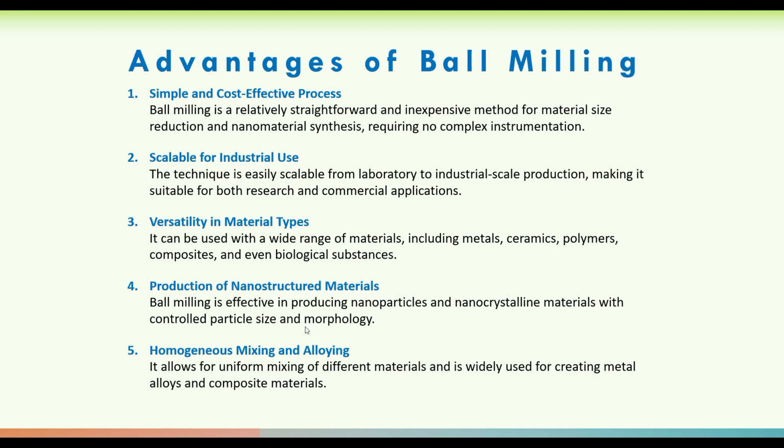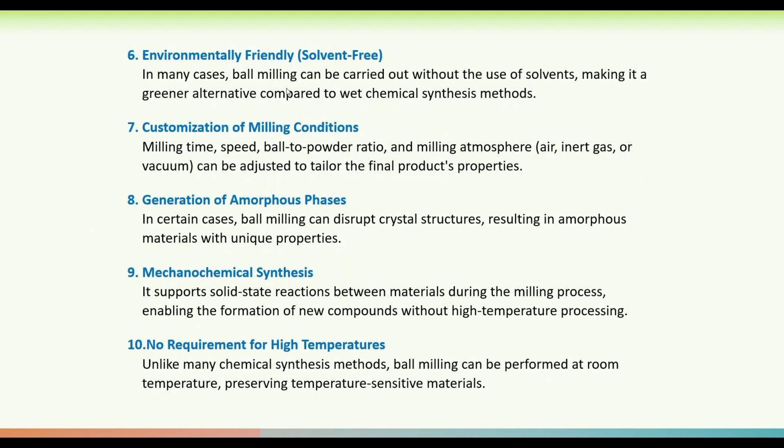Then homogeneous mixing and alloying. It allows for uniform mixing of different materials, and it is widely used for creating metal alloys and composite materials. And another advantage is that it is environmentally friendly and solvent free. We are not going to use any solvent in this ball mill method. In many cases, ball milling can be carried out without the use of solvents, so that makes it a greener alternative compared to wet chemical synthesis methods.